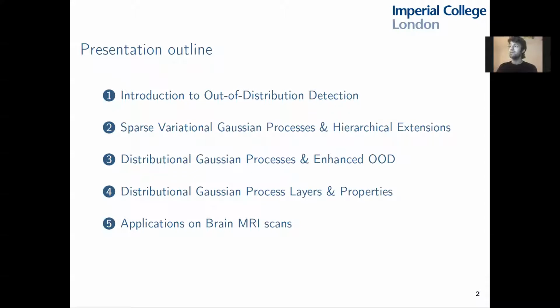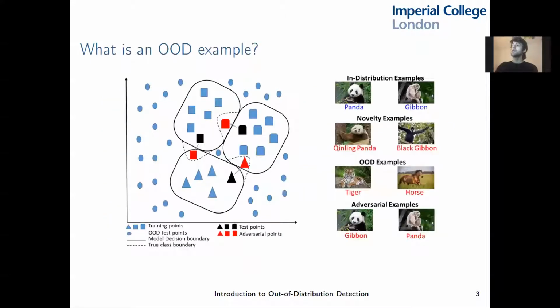More precisely, how to sparsify them, how to extend them to deep architectures, and whether they are suitable for out-of-distribution detection. Afterwards, we propose a new type of GP and see how to devise a drop-in replacement for convolutional layers using the aforementioned. Finally, we introduce some applications of this newly introduced module on out-of-distribution detection on brain MRI scans. Right. So let's dive straight into it.